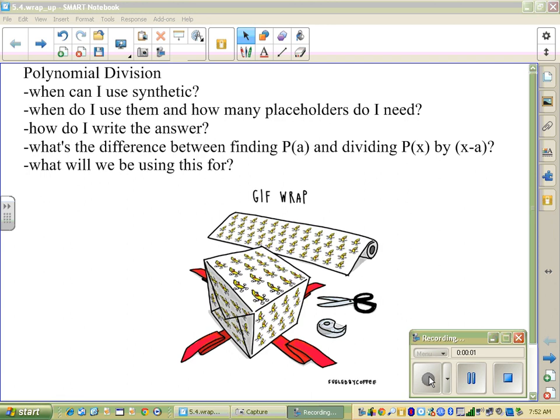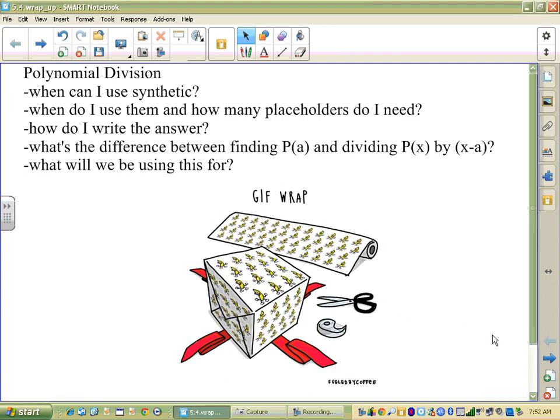So here we are. I hope everyone appreciates the little GIF wrap that I have here. I don't know if it's GIF or GIF, but I guess it could be GIF. We're going to wrap up polynomial division. We've had 2 days worth of notes on this material. One more time, we'll probably take a look at long division.